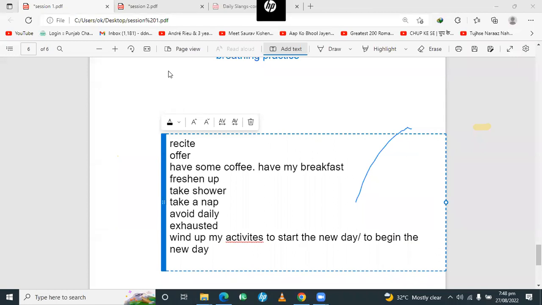Don't describe your daily routine like I get up early in the morning daily, I go for a walk daily. No. Try to use these words instead, and please avoid daily. Don't use the word daily all the time. At the end, you just need to say wind up my activities to start the new day or to begin the new day. Okay, you guys got me? Tell me, are you understanding?